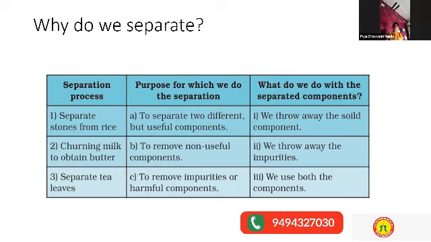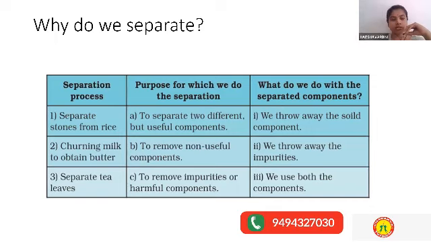Yes, ma'am. So if you take the first one, separate stones from rice, see the last column, we are throwing away the solid. That is, we are throwing away the stones because stones are not helpful for us. They are not useful for us. You see the last column, separate tea leaves. In the last column, we are saying we use both the components. As you said, we use them as manure. So they are not waste particles. We are not throwing them.